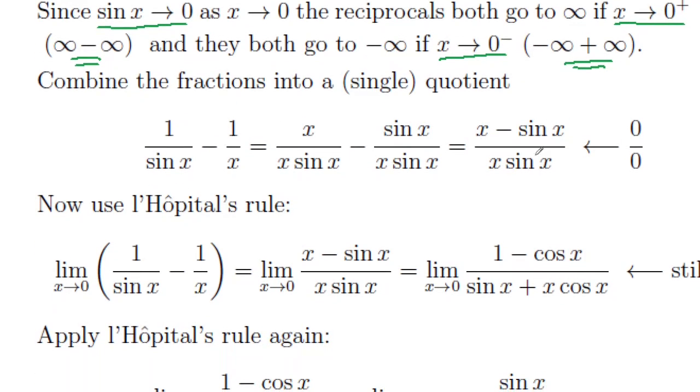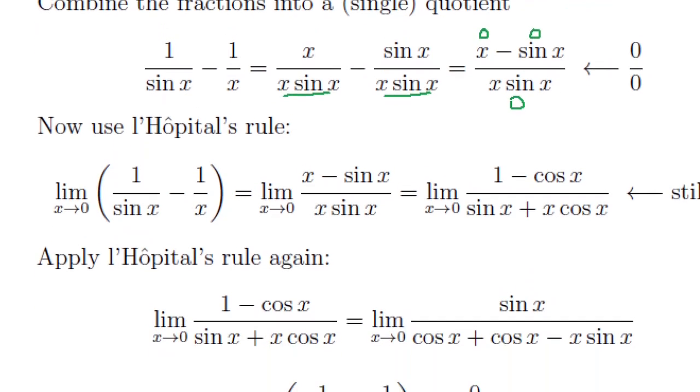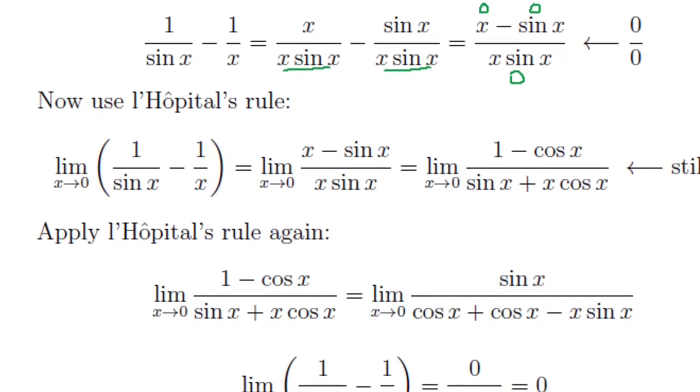Let's combine the fractions, see what we get. The common denominator is x sine x. We go ahead and combine the fractions. We get x minus sine x over x times sine x. As x goes to 0, we get 0 in the numerator and 0 in the denominator, so we have a 0 over 0 expression, and therefore we can use L'Hopital's rule.